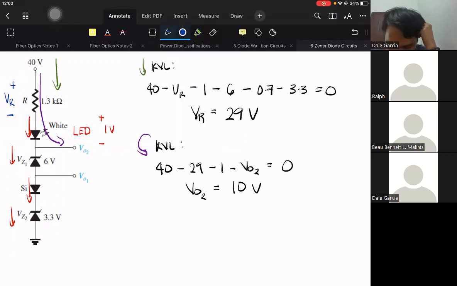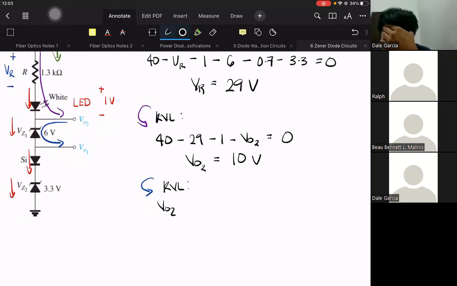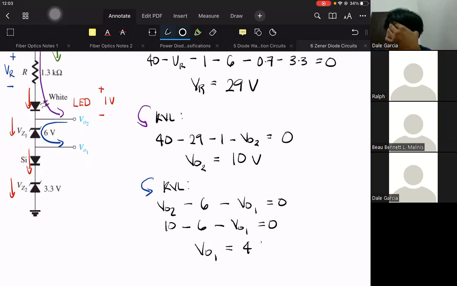Last is to do KVL to get VO1. We can do it here, start anywhere. Or we can start from VO2. KVL in that direction. VO2, which is 10, minus 6 volts of Zener diode 1, minus VO1, equal to 0. 10 minus 6 minus VO1 equal to 0. Therefore, VO1 equal to 4.